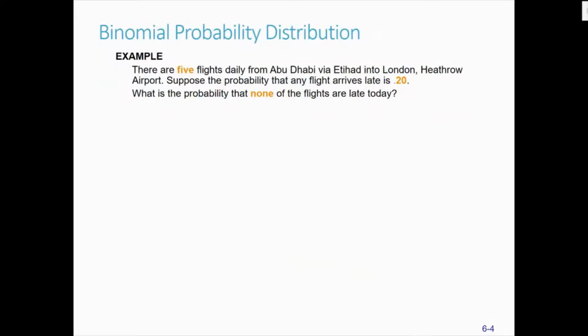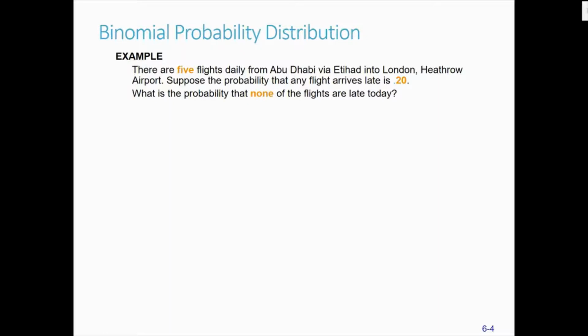Let's see this quick exercise. There are five flights daily from Abu Dhabi via Etihad into London Heathrow. Suppose the probability of any flight arriving late is 0.2. What is the probability that none of the flights arrive late?